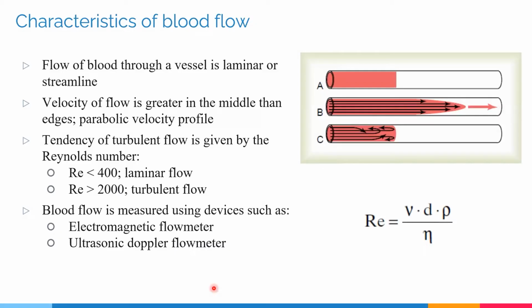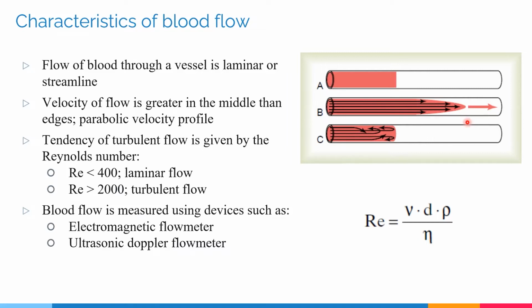Next, we move on to the characteristics of blood flow. In a normal vessel, the flow of blood is laminar or streamlined, and the velocity of flow is greater in the middle than at the edges, so that the middle portion extends a bit further than the edge portion of the blood flow, and thus we observe a parabolic velocity profile. So essentially, the flow of blood forms a parabola right here.